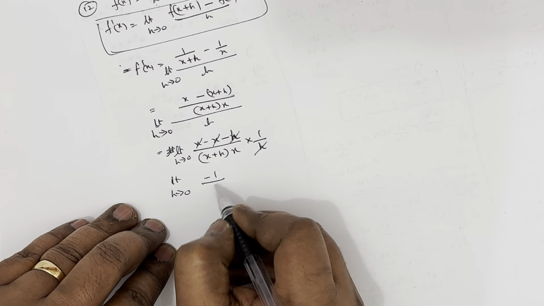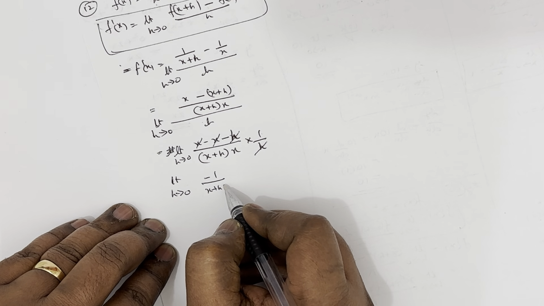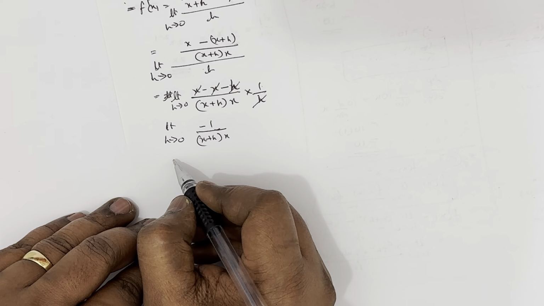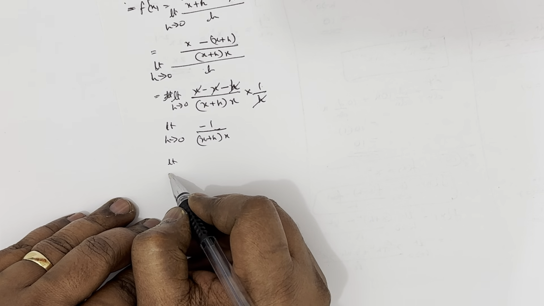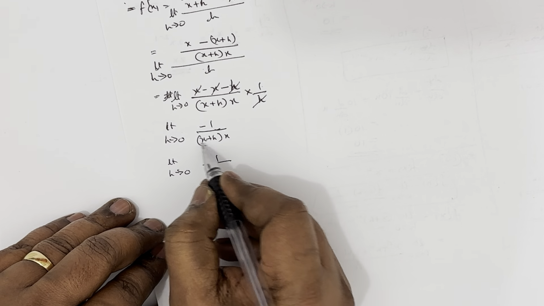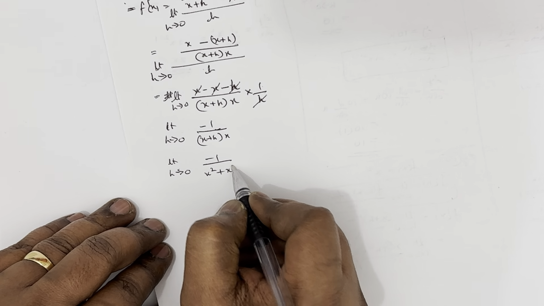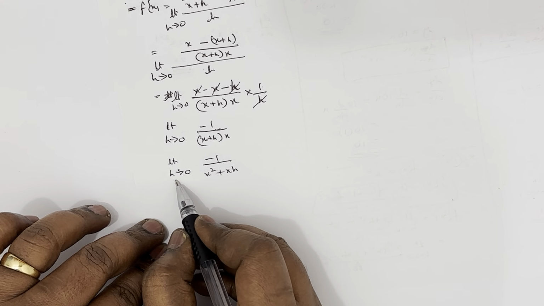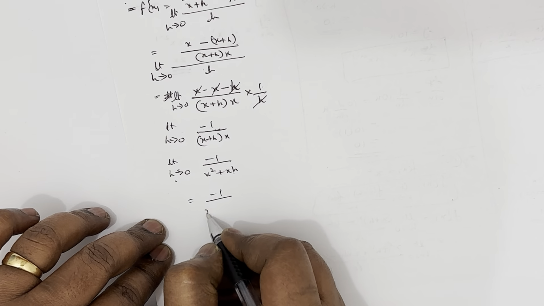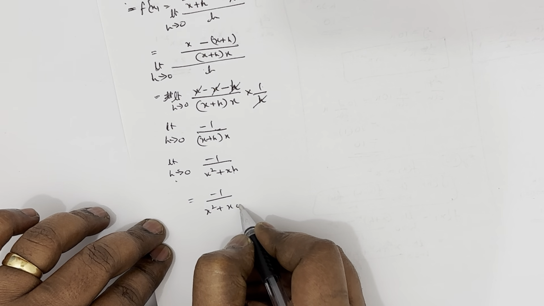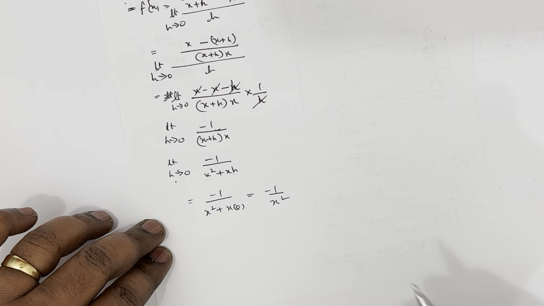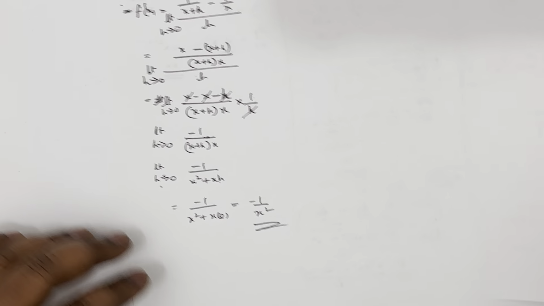Minus 1 upon x plus h multiplied by x, so this can be written as limit h tends to 0, minus 1 upon x squared plus xh. Now putting the value of h in the function, we have minus 1 by x squared plus x into 0, which is equal to minus 1 by x squared. Okay, that's it. This is the derivative.